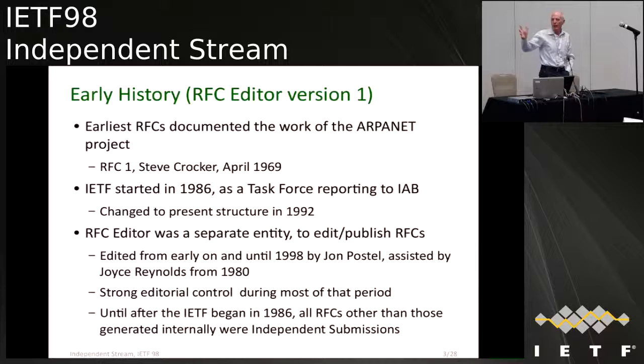So, until the IETF got started in 1986, a lot of the RFCs, those not generated inside the IETF, were independent submissions. In other words, anybody who had material they wanted to get out in front of the internet community could send a document to John, and if he liked it, he would publish it. If he didn't like it, well, he wouldn't. And that's coming back to the strong editorial control.